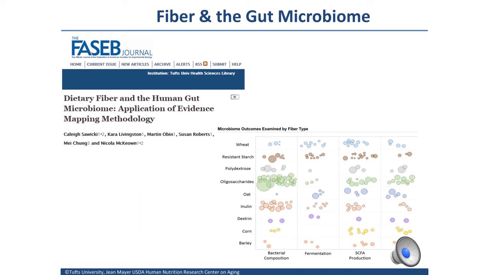oligosaccharides. Callie also went on to classify the microbiome outcomes in the database into 4 general groups that emerged: bacterial composition, fermentation, short-chain fatty acid production, and fecal pH. From this plot, we can see that they are all fairly well represented in the literature. However, let's say that, for example, this was not the case, and we saw that all the bubbles were concentrated within 1 or 2 of the outcomes.